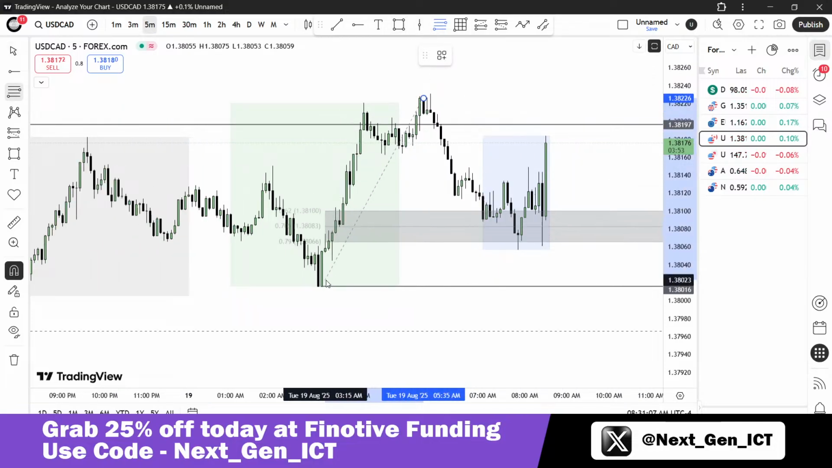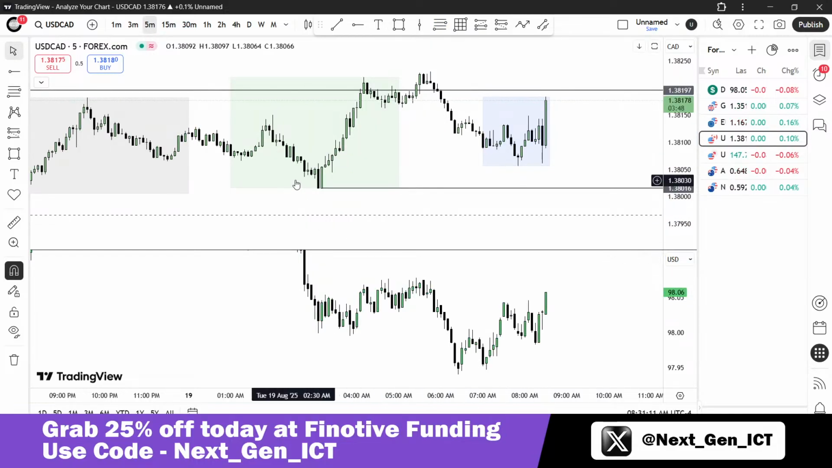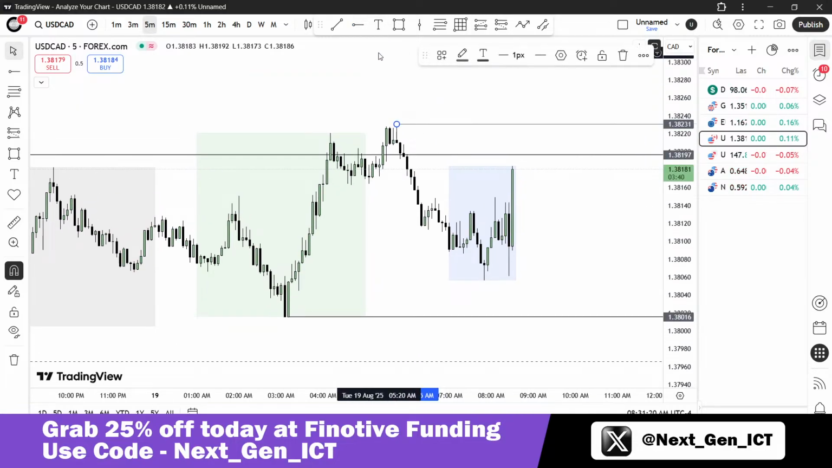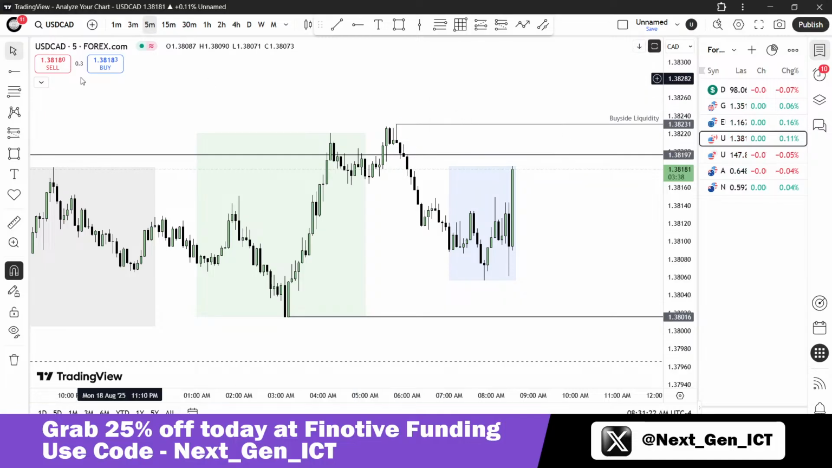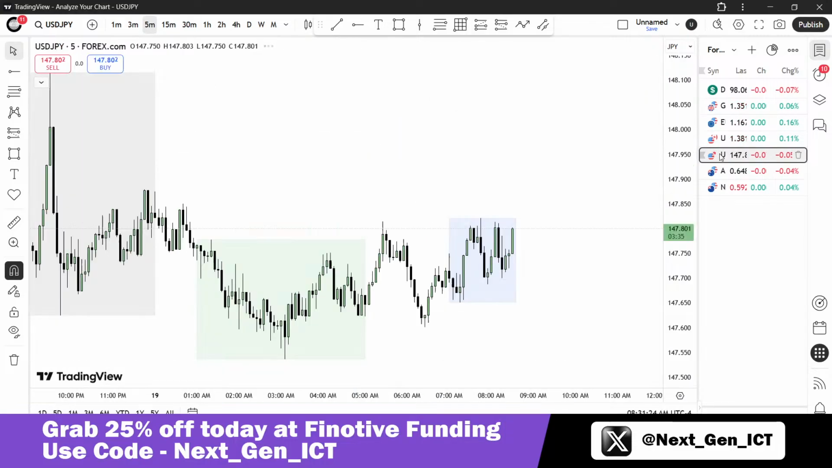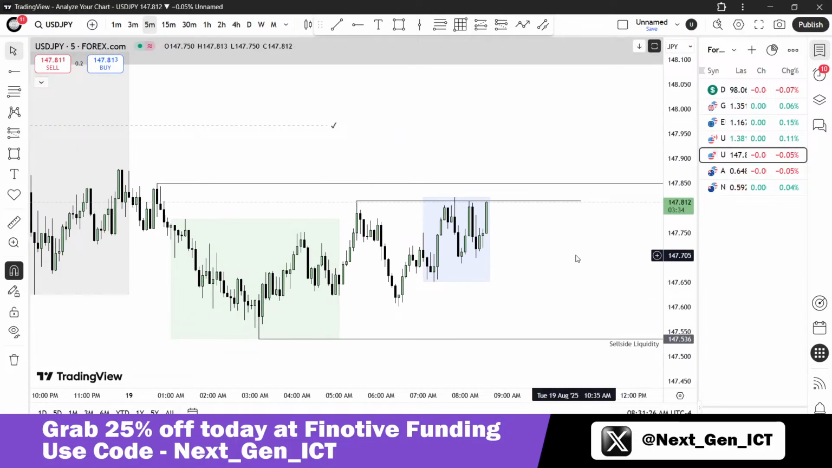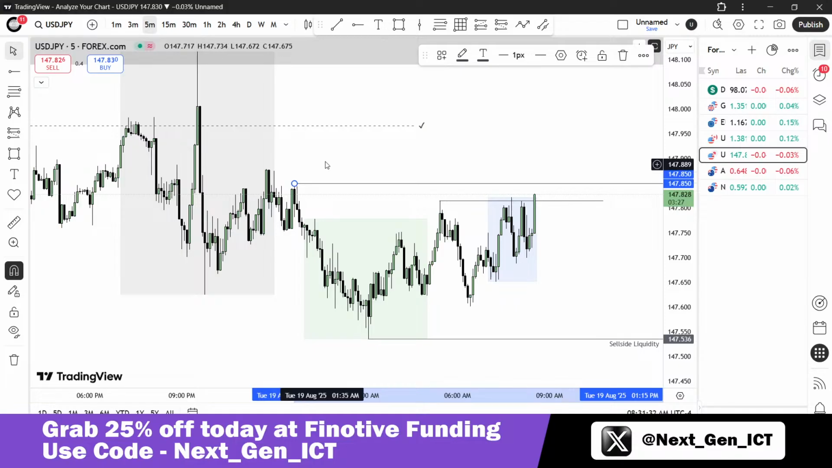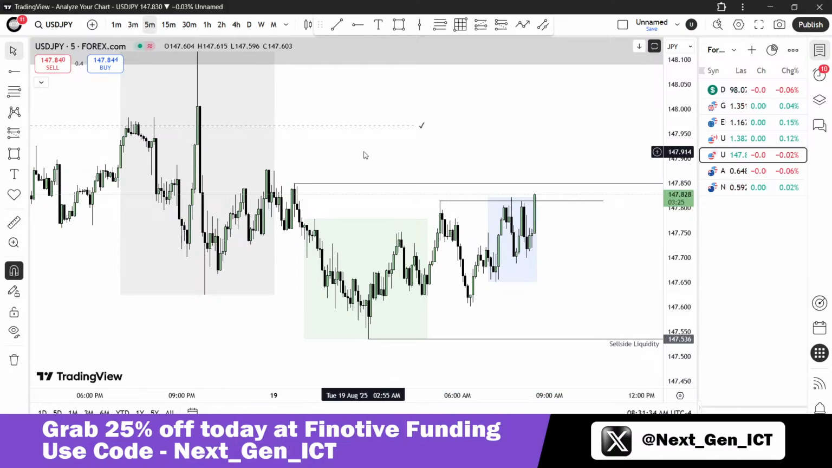We had this OTA right here. Also SMTs. Okay, I guess it's gonna take out this high. This high is gonna be the next drawn liquidity for USDCAD. And what about USDJPY? I don't know anything about USDJPY. If it takes out this high, then I'll probably not look for any setup today.